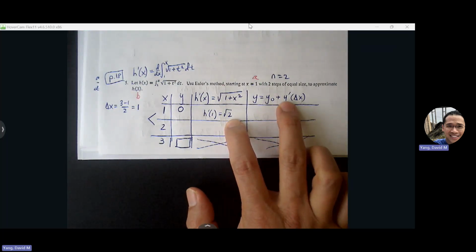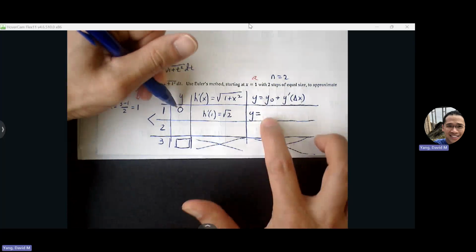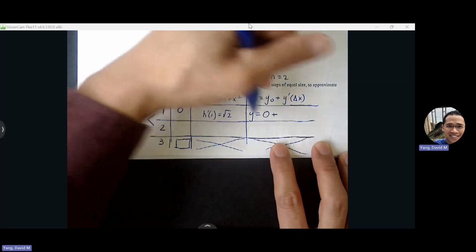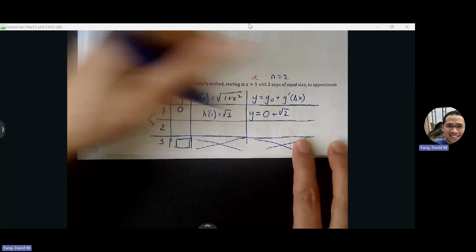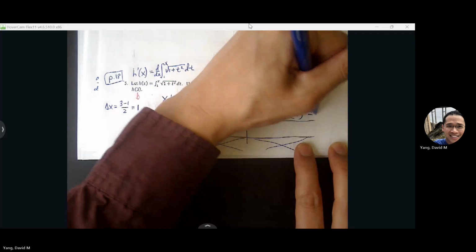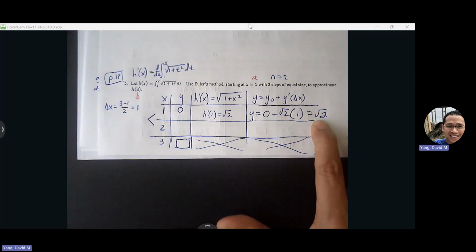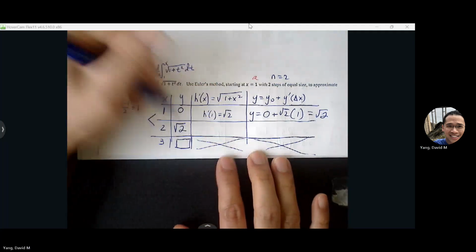So slope goes in for y prime. Y sub 0, that's going to be my current y value. Y prime, that's my slope. Delta x, that's my step size. Once you have your y value, carry that to the next row.